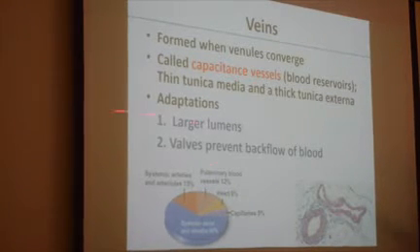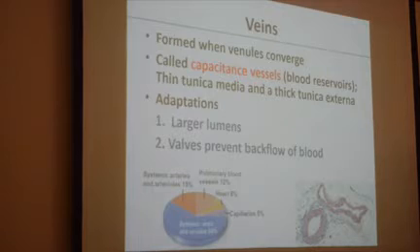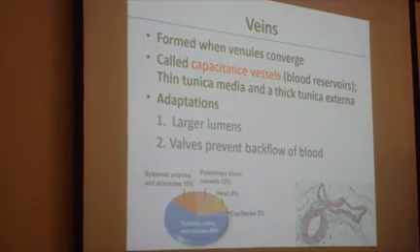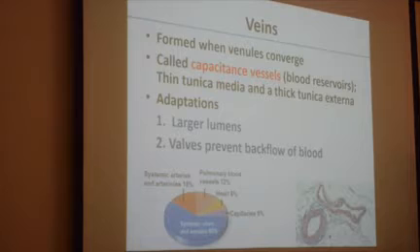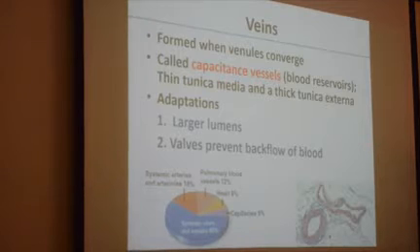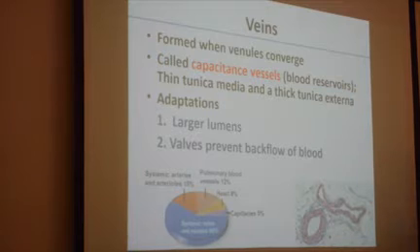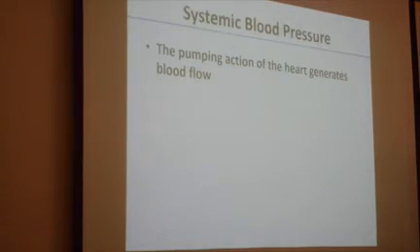And that's why I do have valves in my veins, to prevent the backflow of the blood. As you have a very low pressure, you want the blood to keep going back to the heart, so you will need valves to prevent the backflow of the blood in your veins.